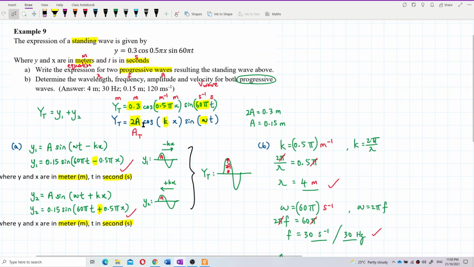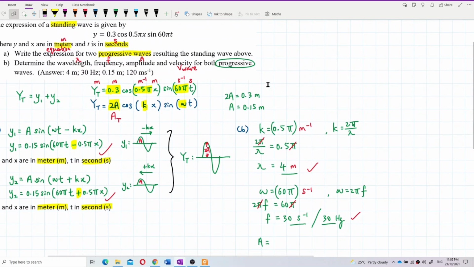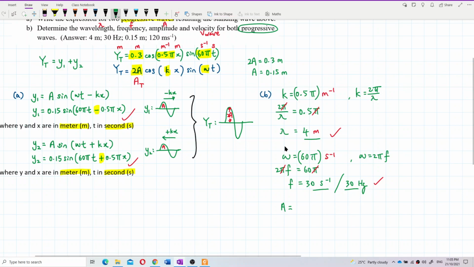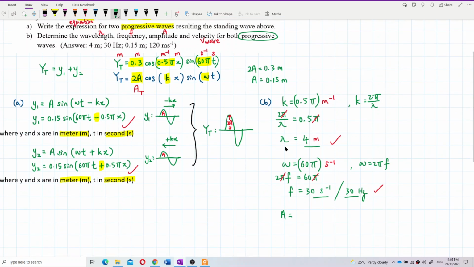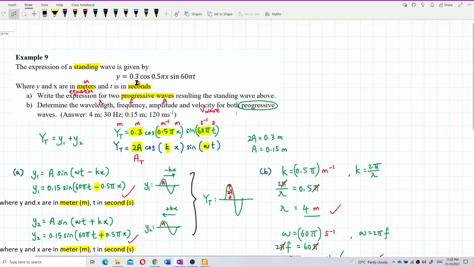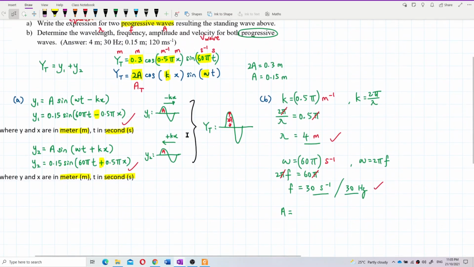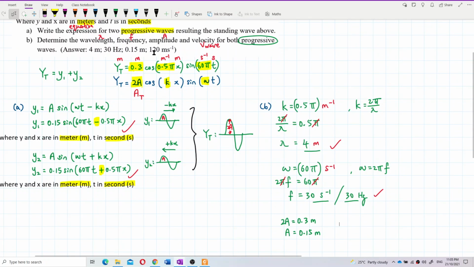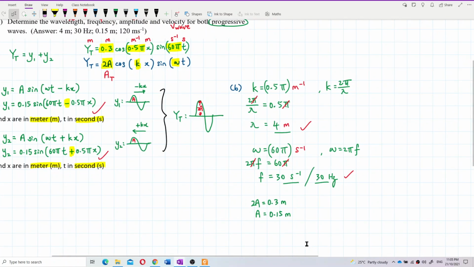This standing wave has the maximum amplitude. But for progressive wave it is only 0.3 divided by 2. As given, this one is 2a. 0.3 is considered 2a. Actually I wrote it already here. Just copy this one, just drag to here. Okay, so we got our amplitude for progressive wave. This is the answer. Is it correct?